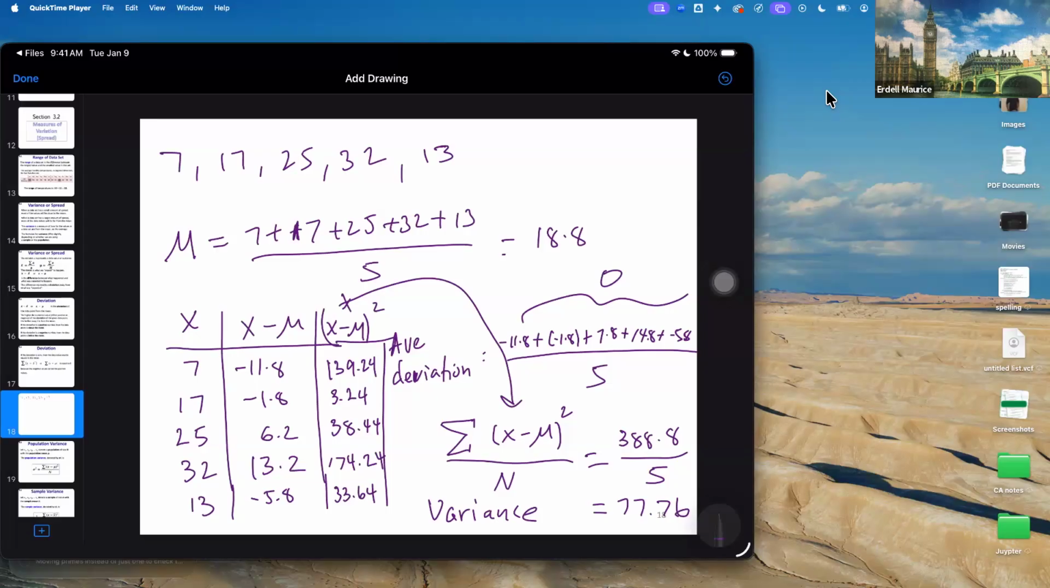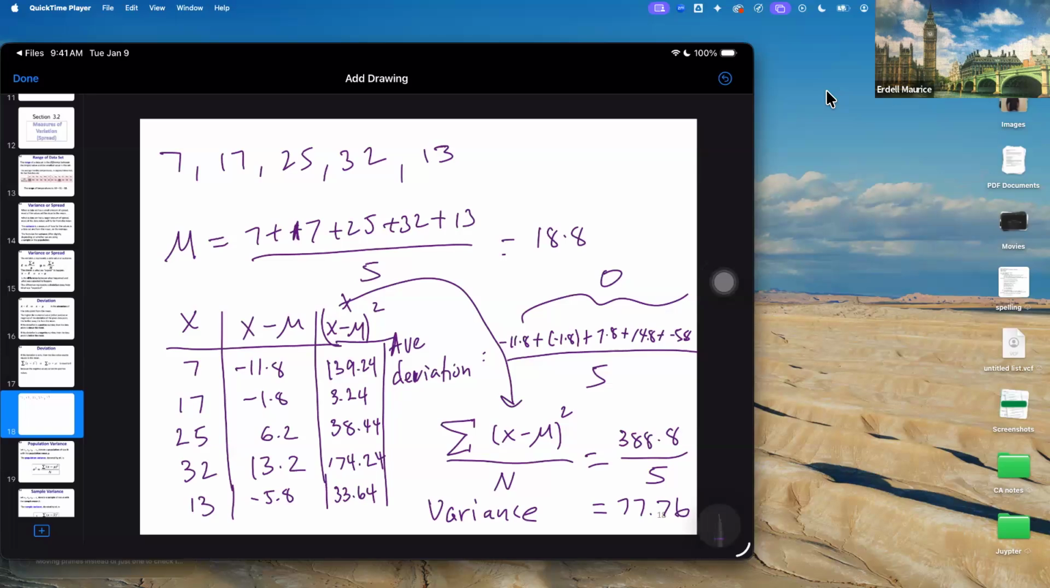Our next step is to then take the square root. To undo all the squaring, we then take the square root of it. But before I do that, any questions on the variance itself? The variance itself is a measure of spread. The more spread out numbers are, the larger the variance is going to be.